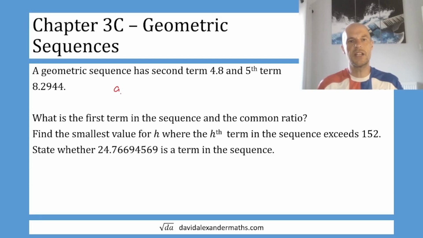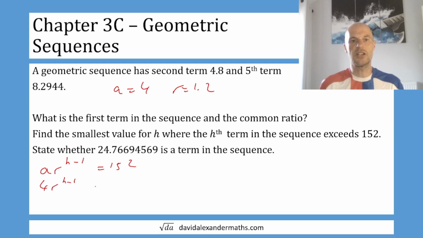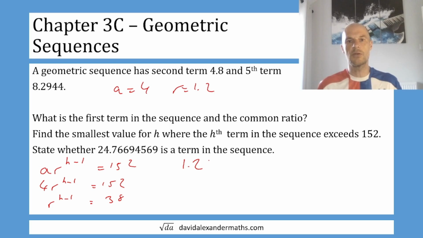So from the previous part, we need to remember that a is 4, r is 1.2. Find the smallest value for h where the hth term in the sequence exceeds 152. So here it's h, not n, but it's basically the same thing. So a times r to the h take away 1, we're going to make it equal 152. So remember that a is 4, so 4 r to the h minus 1 is 152. So therefore r to the power of h minus 1 is 152 divided by 4, which is 38. Now we also know that r is 1.2, so 1.2 to the power of h minus 1 is 38.